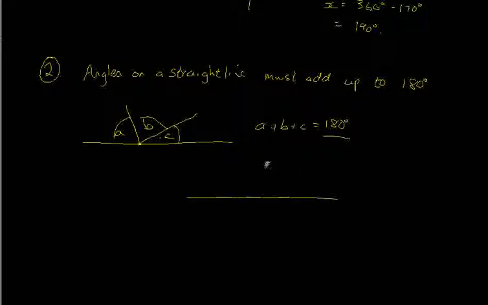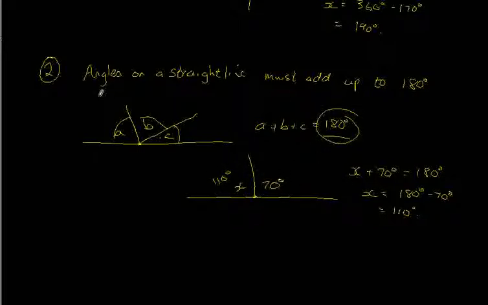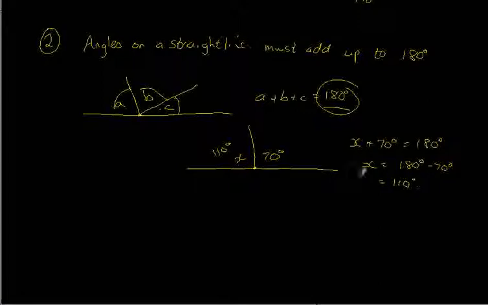An example is we could just have one line hitting at a point on the straight line, and this could be 70, and we want to know what this angle x is. Angles on a straight line must add up to 180 degrees, so x plus 70 must give you 180 degrees. Therefore x is equal to 180 degrees minus 70 degrees, and that's 110 degrees. So 110 degrees plus 70 adds up to 180, which follows the property that angles on a straight line add up to 180 degrees.